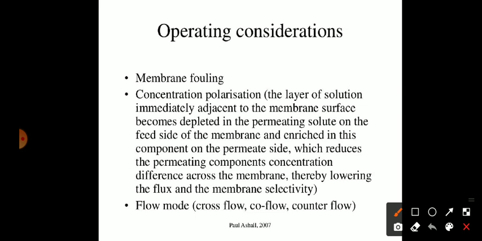Now which reduces the permeating component concentration difference across the membrane, thereby lowering the flux and membrane selectivity.